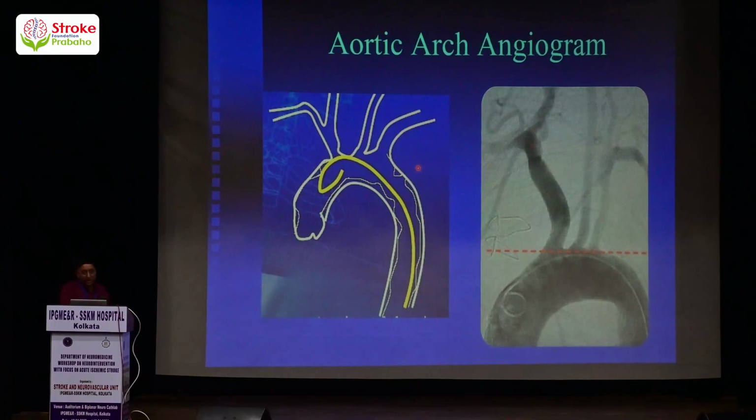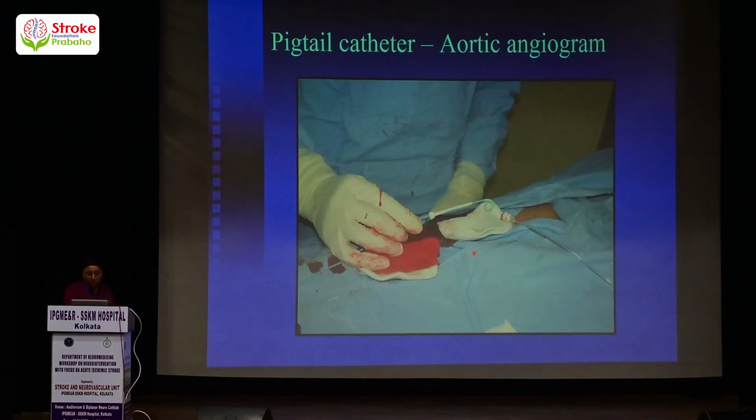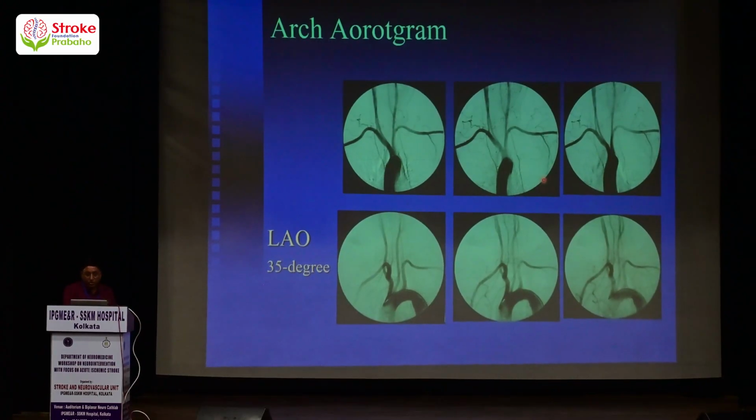So beginning with the DSA, aortic arch angiogram is important because we can find out what type of aortic arch it is and if there is any atherosclerotic disease at the aortic arch. For taking the aortic arch angiogram, one catheter is called pigtail because the shape of this catheter is like a pigtail, and it has 5 holes. So when you inject, the contrast will go in different directions of the aortic arch, and we can have a very good arch angiogram.